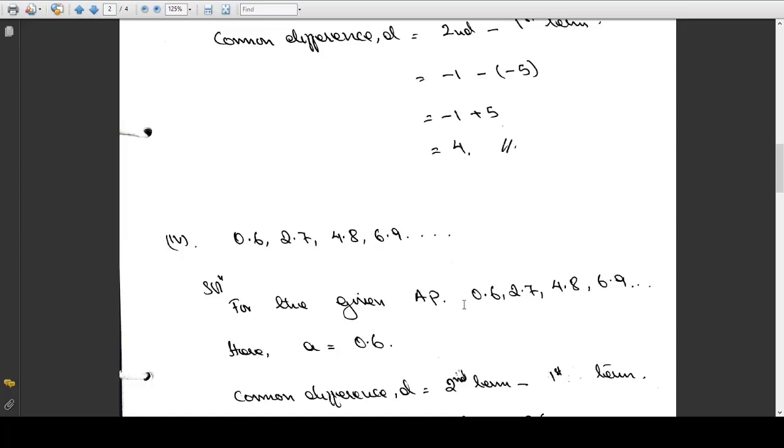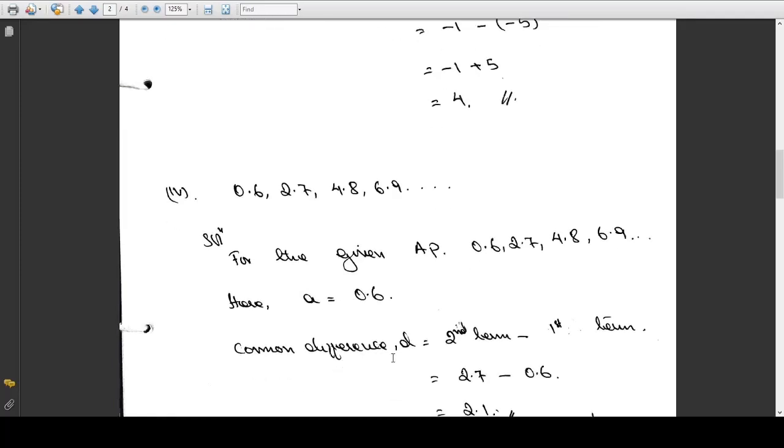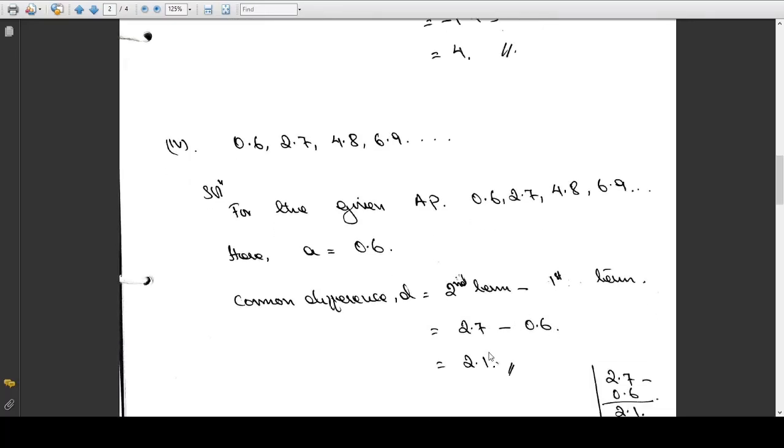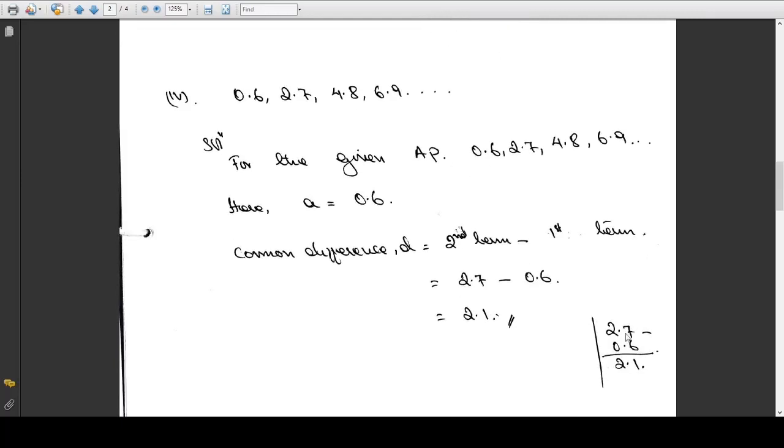Number 4, for the given AP: first is 0.6, second is 2.7, third is 4.8, fourth is 6.9. Here the first term is 0.6, therefore A is 0.6. Now the common difference is the second term minus the first term. The second term is 2.7 minus 0.6.